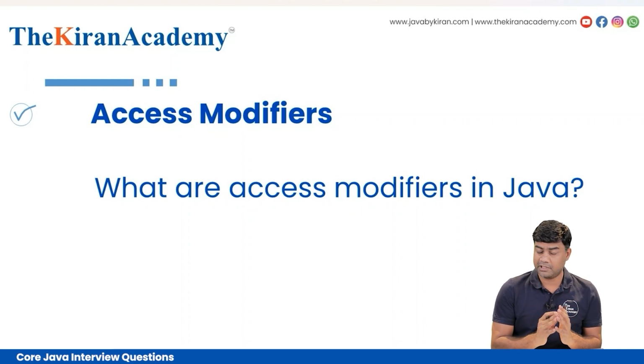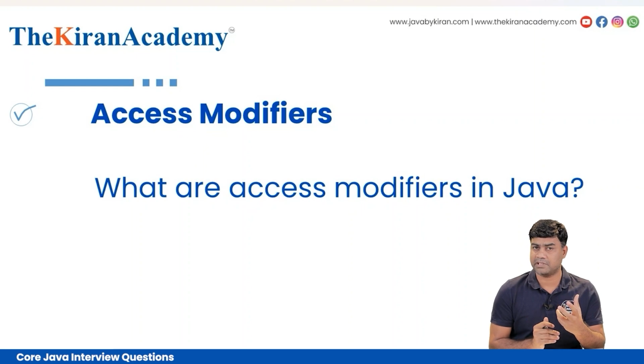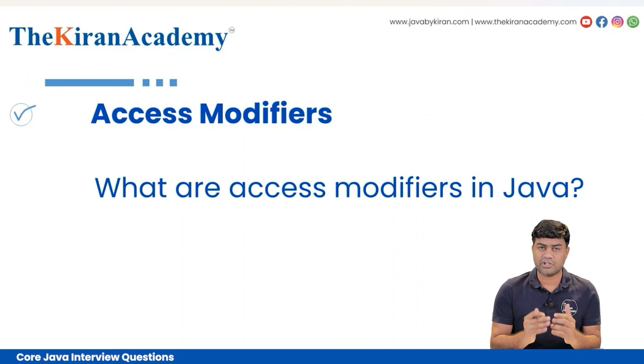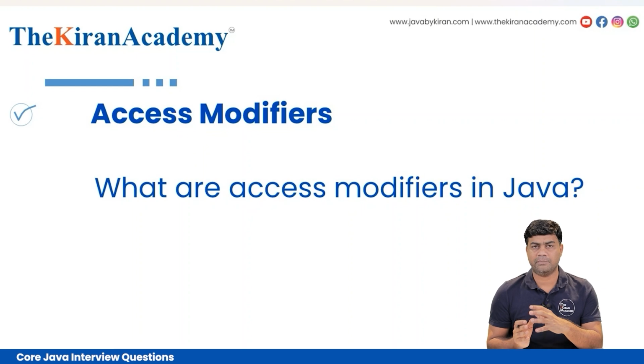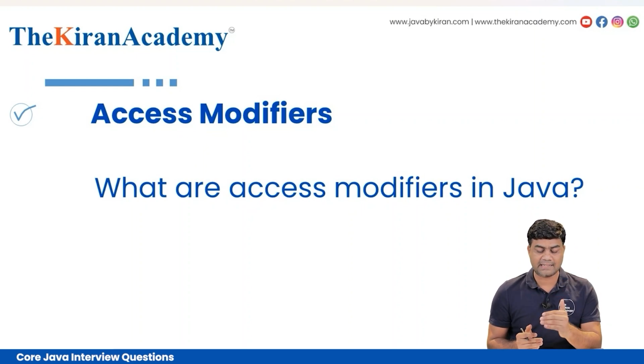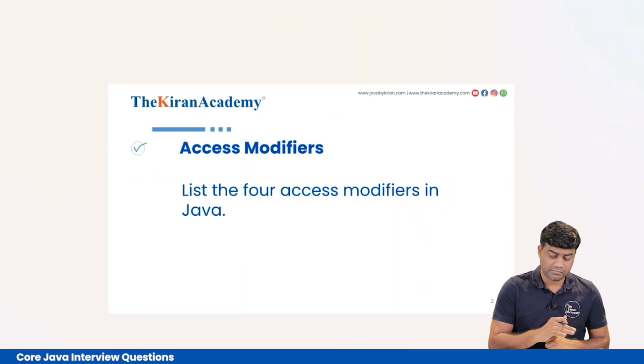Some methods might be needed by everybody. Some methods might be only inside a package. Some methods might be only inside a class. Some methods might be only inside subclasses. So altogether, we use access modifiers just to control methods, variables and class. So this is a descriptive answer for this question: what are the access modifiers in Java? This was the first question. Let's move to the second question.